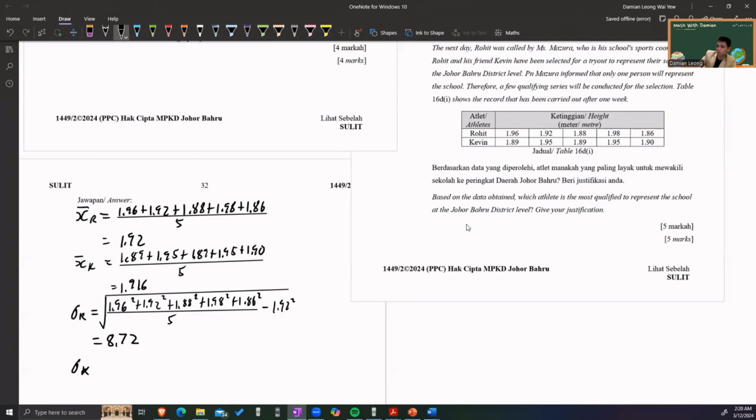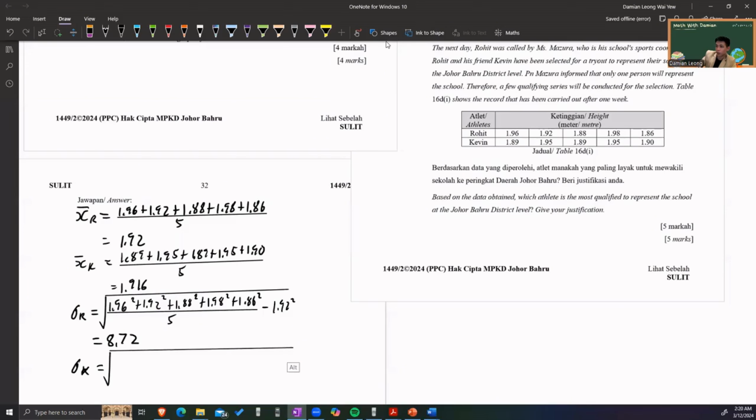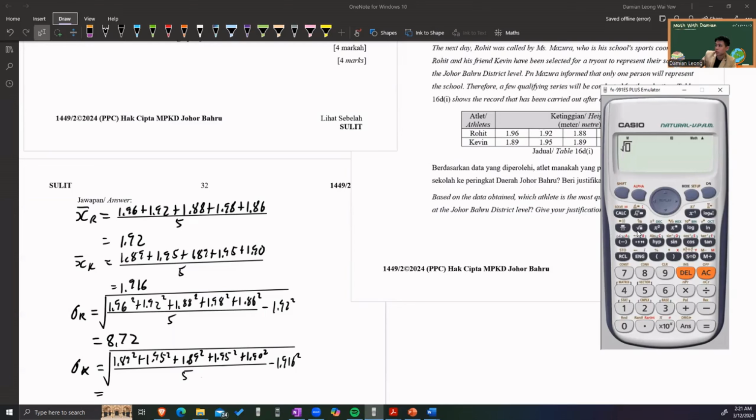For Kevin, square root of, same formula, 1.89 squared, 1.95 squared, 1.9 squared, 1.95 squared, 1.9 squared, over 5 minus 1.916 squared. Just calculate.